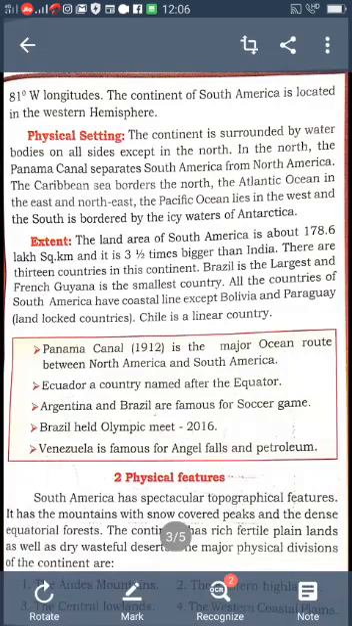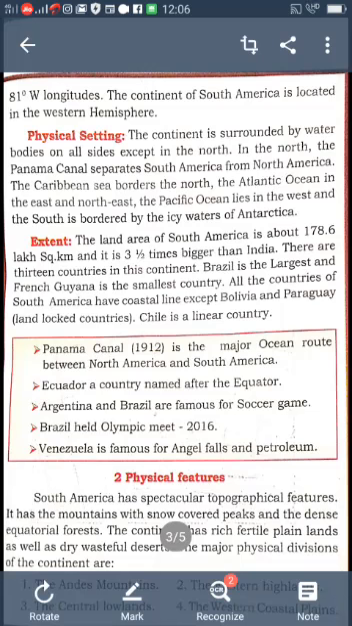Brazil is the largest and French Guiana is the smallest country in this continent. Which is the largest country? South America, Brazil. Which is the smallest country? French Guiana is the smallest country. Almost all countries of the South American continent have a coastline.